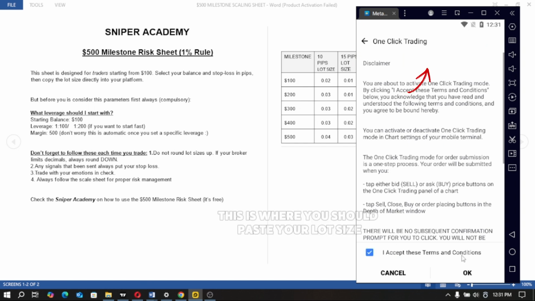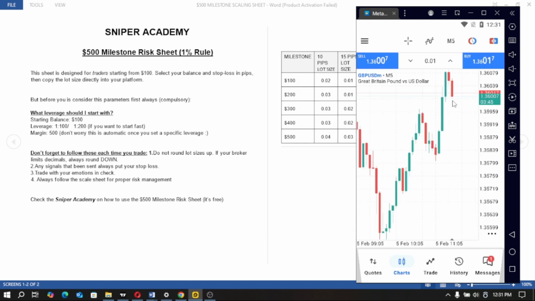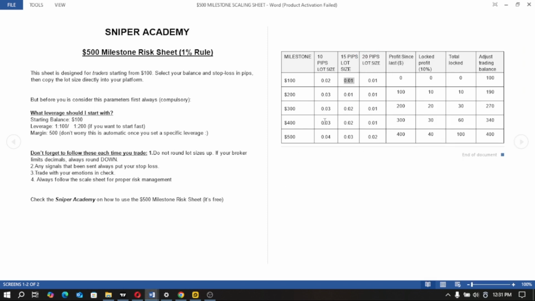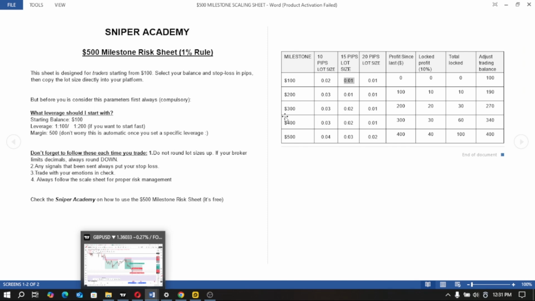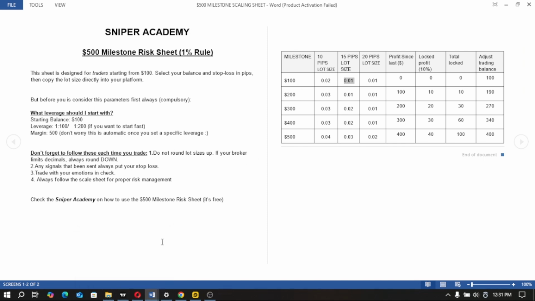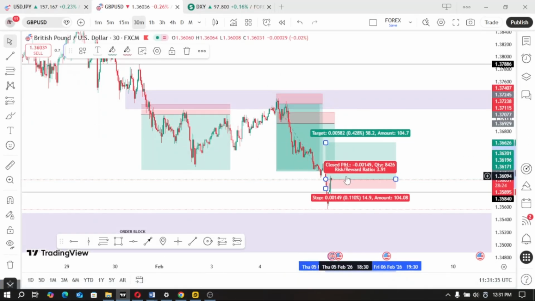We click sell, you accept the terms and conditions, you click sell, and now you are selling it for 0.1. For 0.1, you paste it. You paste that thing right here at the middle. You paste it and you sell. That's it. If it was 10 pips, the lot size would have been 0.2, but it's 15 pips right here. Sorry, this was a mistake.